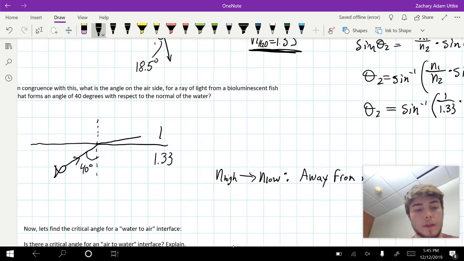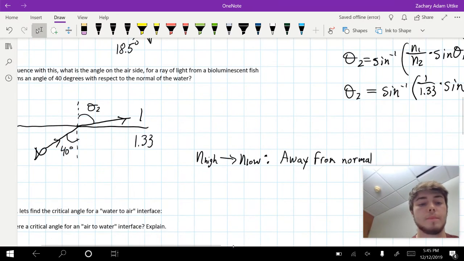And it will look like this. So we're bending away. And then theta 2 will have to be bigger than 40. So let's see if this checks out using Snell's law.